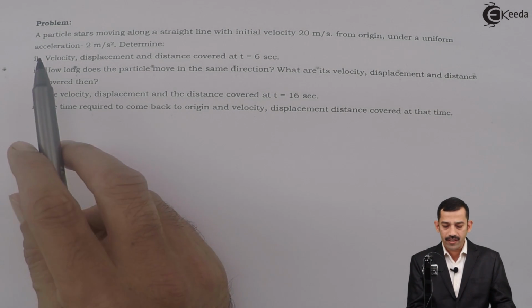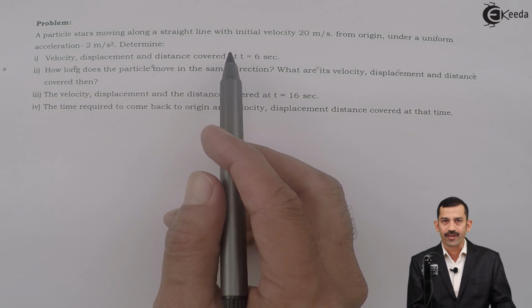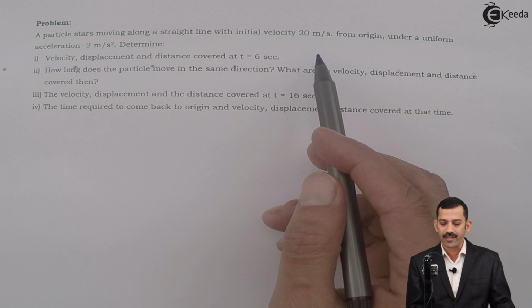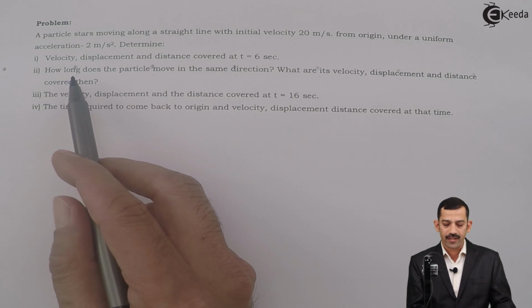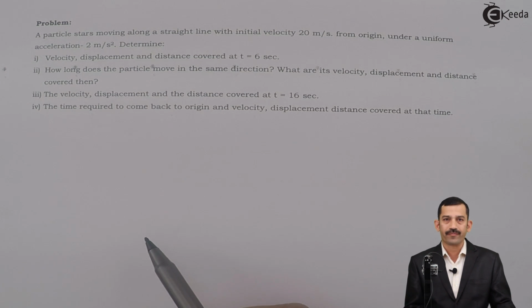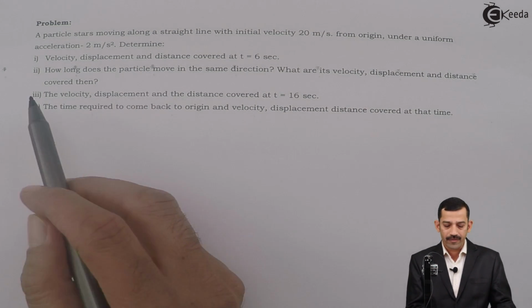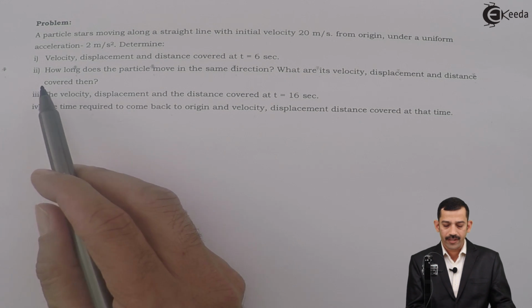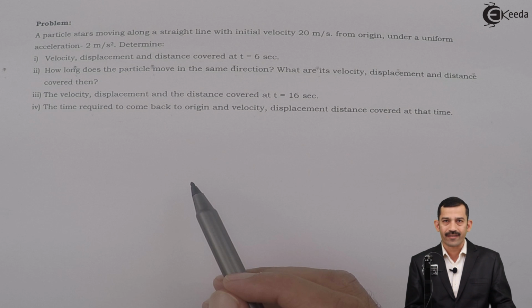A particle starts moving along a straight line with an initial velocity of 20 meters per second from the origin under a uniform acceleration of minus 2 meters per second square. That means acceleration is negative, so the velocity of the particle will reduce. Determine number 1: velocity, displacement and distance covered at 6 seconds.